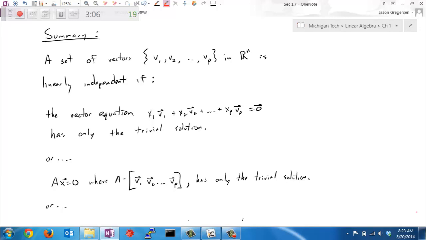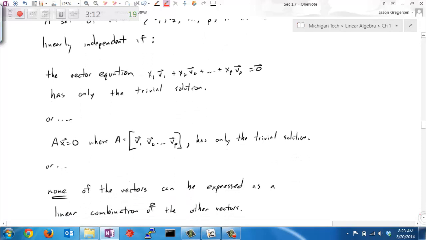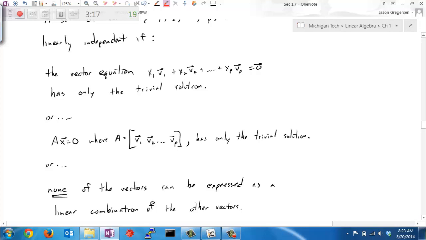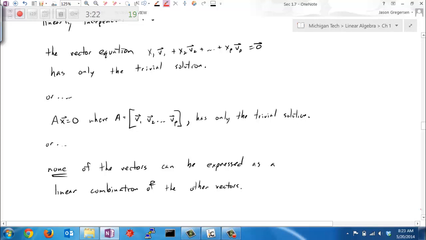So then we have the vector equation, this thing only has a trivial solution. Or the matrix equation has only the trivial solution. And then we have a last statement here. None of the vectors can be expressed as a linear combination of the other vectors. All right, so what does that last statement really mean here? None of the vectors can be expressed as a linear combination of the other vectors.